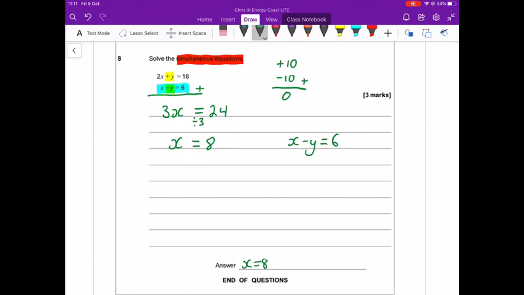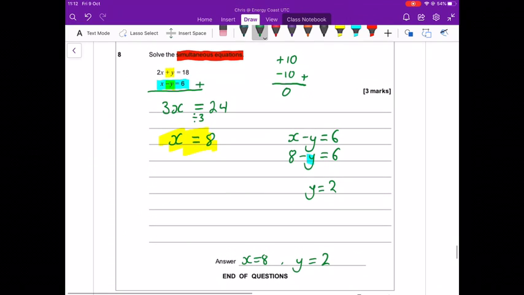x take away y equals 6. I know what x is though, because I know that x equals 8. So I know that 8 take away y has to equal 6. So 8 take away what will give you 6, is what you need to think. So I know that y has to equal 2. So that's your answer finished. That's how you do simultaneous equations.